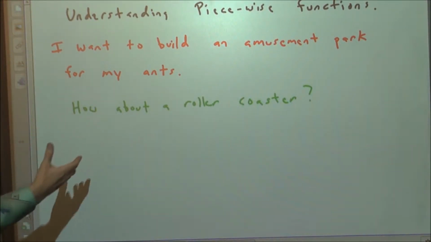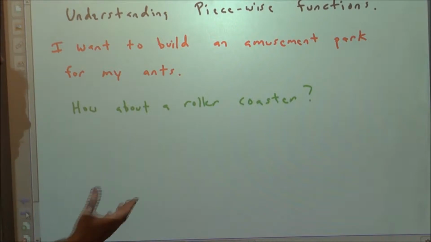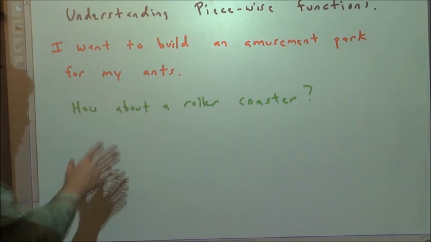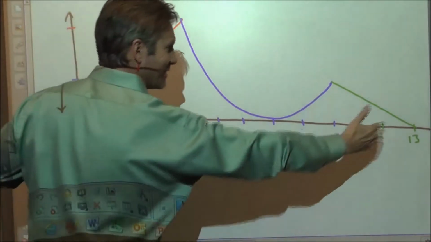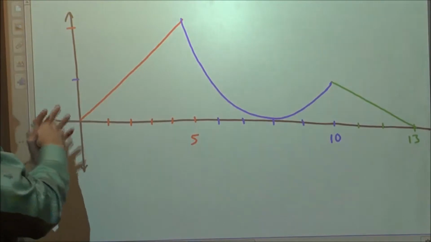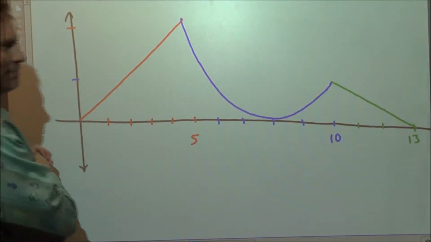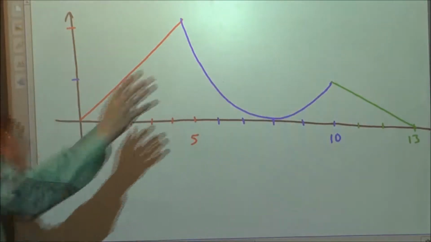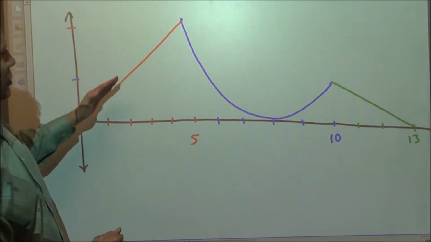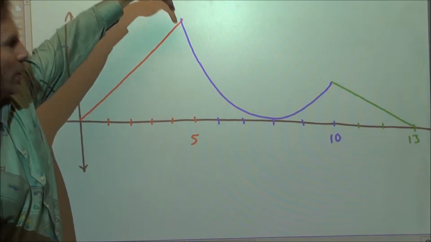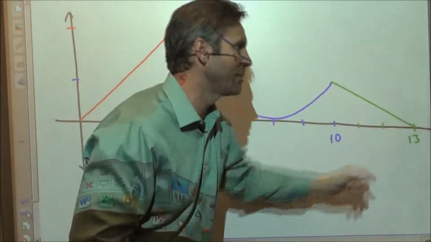Let's suppose I want to build an amusement park for my ants. I got an ant farm and I could charge them for the roller coaster. It'd be awesome. I could make some dough. So anyways, let's suppose I'm going to make a roller coaster. I don't know, maybe there's like 13 decimeters long or something like that for my little ants. Well, they'd be riding up the thing, get to the top and go whee, and then come off, and we'd have to let them down easy.